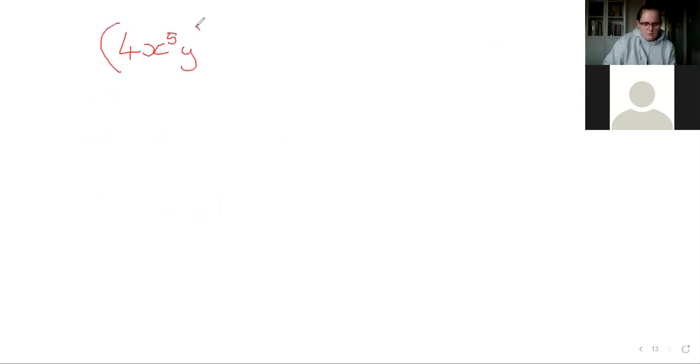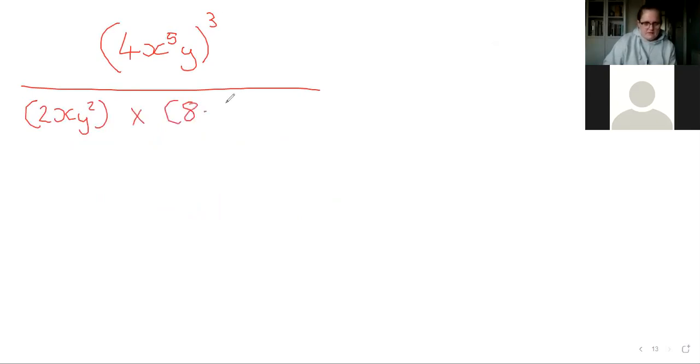y, all to the power of 3, over 2xy squared times by 8x to the power of 10, y to the power of 4. Okay, something like this, we don't want to have to try and tackle the whole thing together in one go. Deal with one bracket at a time. So let's deal with the numerators first. So let's look at that on its own. So we have got 4x to the power of 5, y, all to the power of 3.